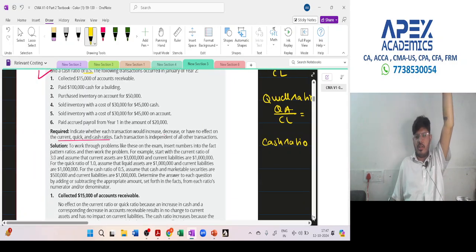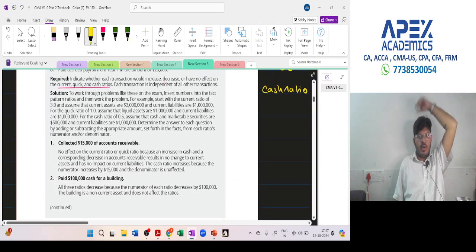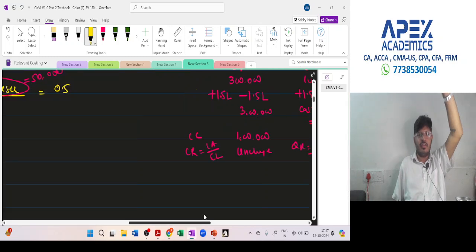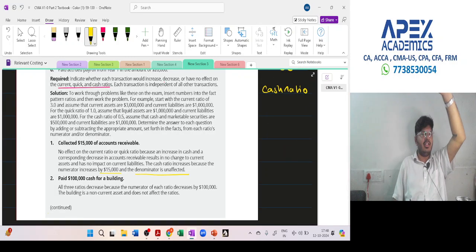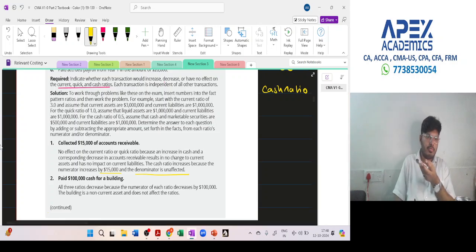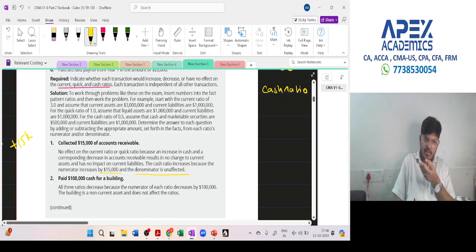Therefore, now look at what they are saying. No effect on current ratio or quick ratio. The cash ratio increases because the numerator increases by whatever, 15,000, 1 lakh 50,000, whatever. Denominator is unaffected. They have taken 15,000. How much we have taken? 1,50,000. Doesn't matter. It's the same thing. सर 15,000 से बड़ा तो ऐसा होगा 1.5 लाख से. बेटा तू 15,000 ऐड कर या तू 1.5 लाख ऐड कर और बोल कि उतना तूने कलेक्शन किया, तेरा आंसर दोनों जगह पे सेम ही रहने वाला है.